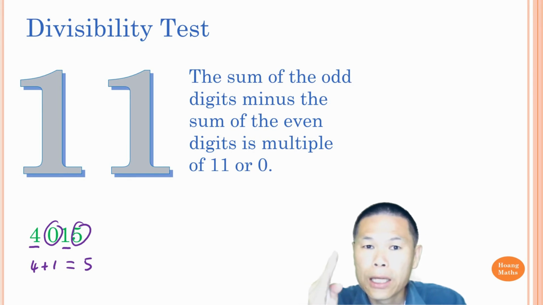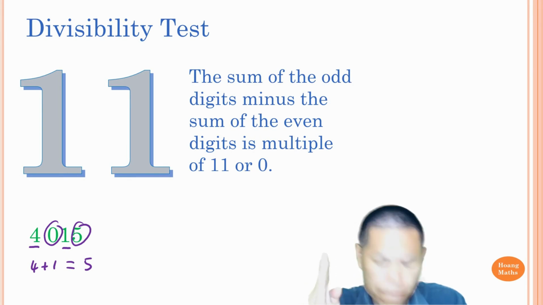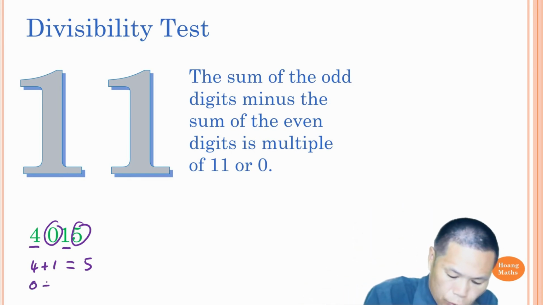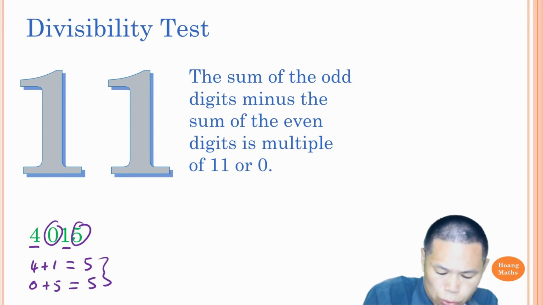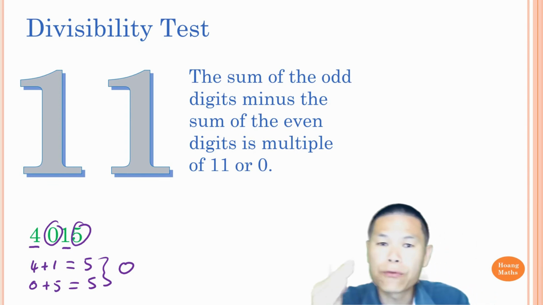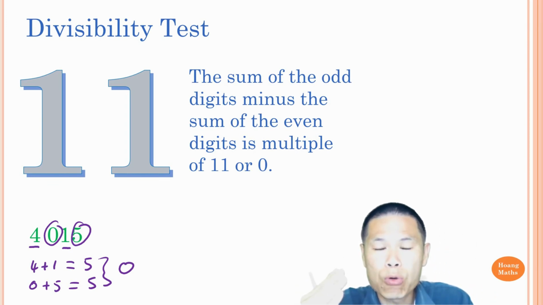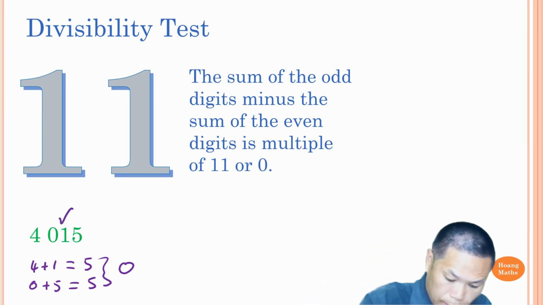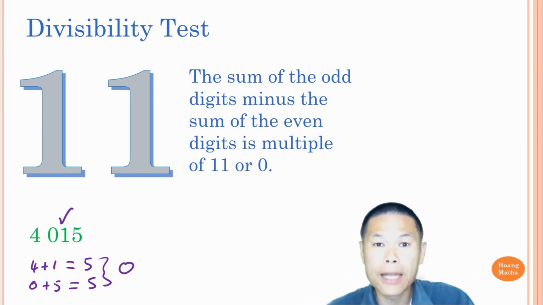So that is 0 plus 5, which is 5. I'll write this down. 0 plus 5 is 5. Now, the difference of these two is 0 because 5 minus 5 is 0. So, therefore, it is divisible by 11. There you go. It's divisible by 11.